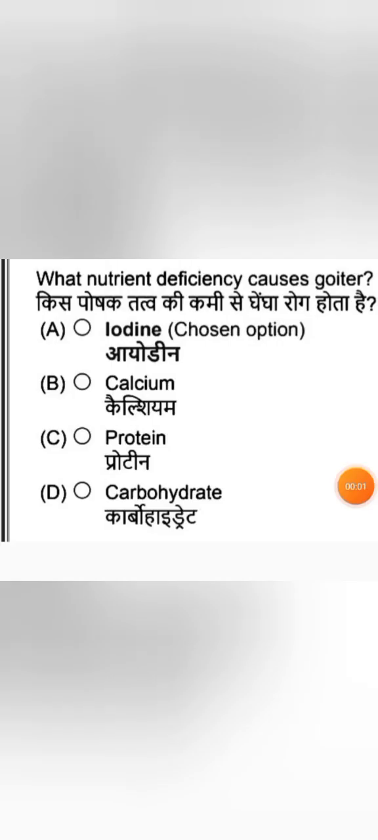And the next question, what nutrient deficiency causes goiter? Options. Option A, iodine. Option B, calcium. Option C, protein. Option D, carbohydrate. And the correct answer is option A, iodine. That is the question, what nutrient deficiency causes goiter, and the correct answer is iodine.